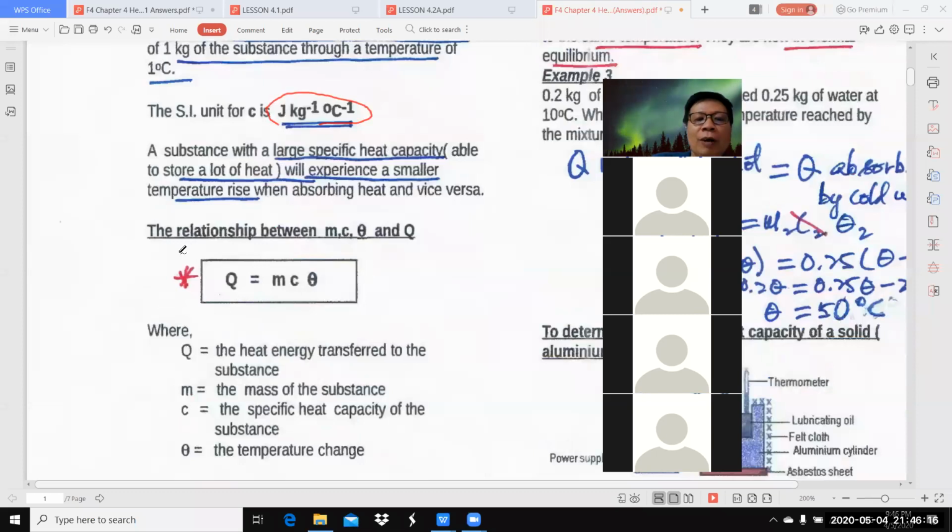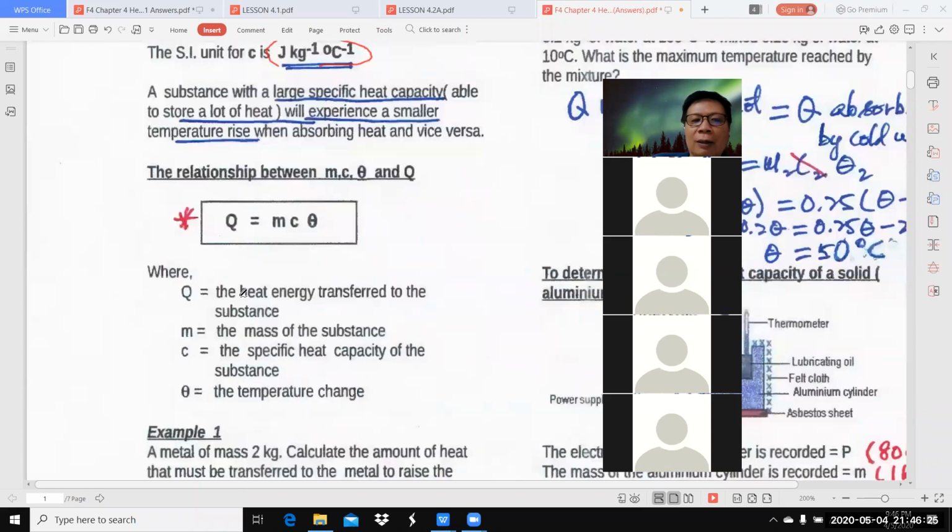Now, lesson 2, you learn this formula. Q equal to mc theta. You have to remember this formula your whole life. Q equal to mc theta. What is Q? Q is heat energy, the heat energy supplied to the water, supplied to the iron. M is the mass, mass of the water, mass of the iron, in kilograms. C is the specific heat capacity value.